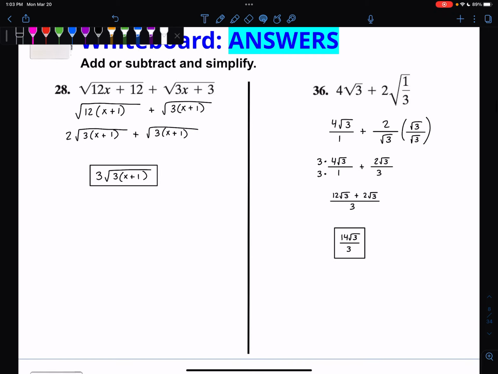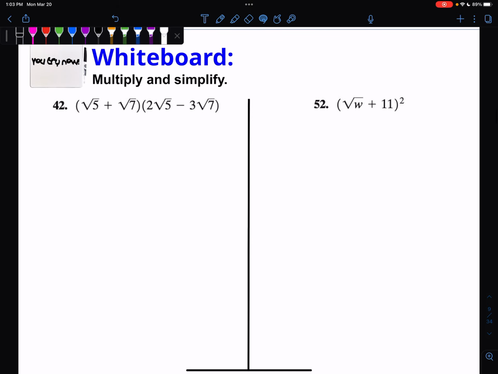All right, we're almost there. We have a couple more to go. All right, multiply and simplify. Go ahead and start.